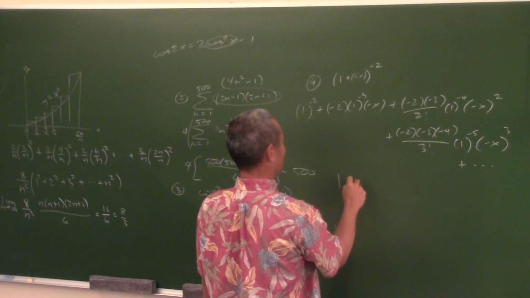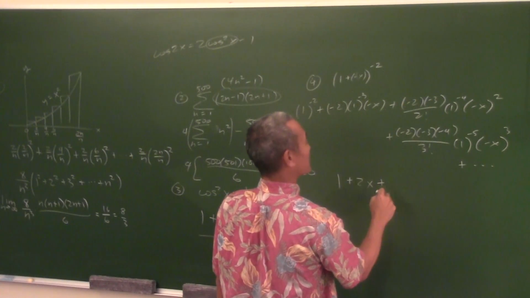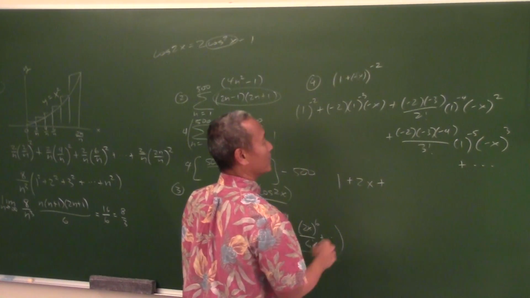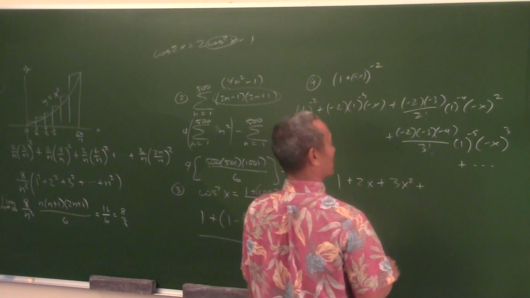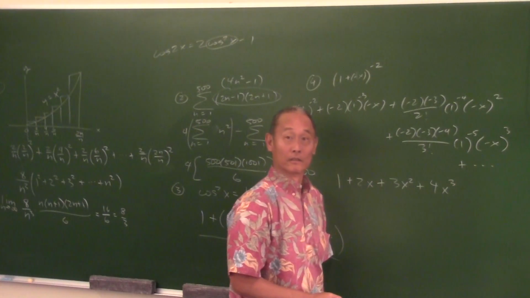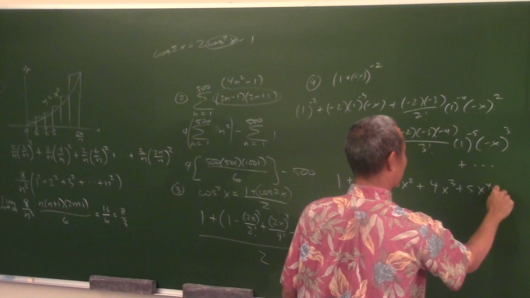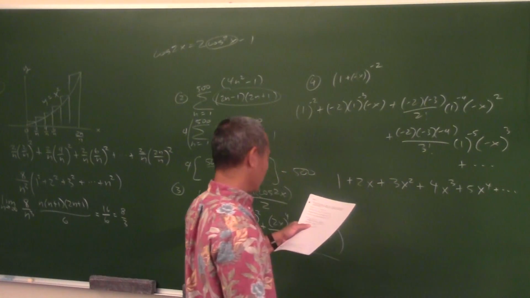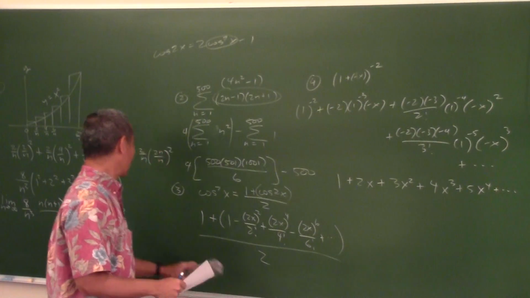1 plus 2x plus, what is that going to be? 3x squared plus 4x cubed. I see a pattern. I think the next one's 5x to the 4. Anyway, what do we have to do? Oh, just write the first 5 terms. Come on. That's an insult.